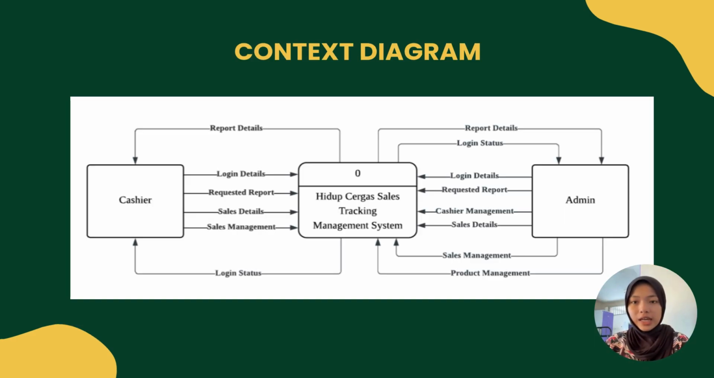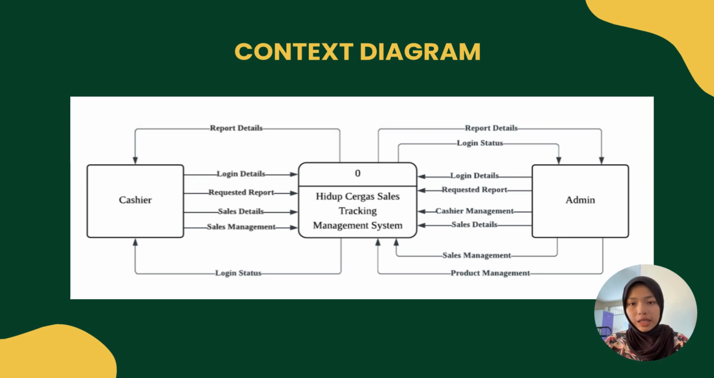Next is context diagram for Hidup Cergas Sale Tracking Management System. As you can see here, this system interacts with two main external entities, which is cashier and admin. For cashier, it sends sale details, manage sales, and request report, and it receives login status and report details back.